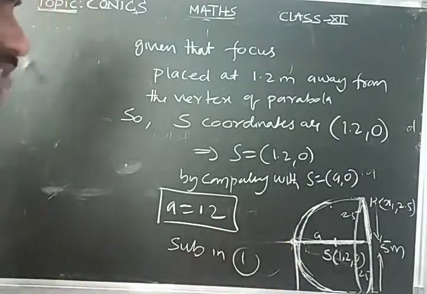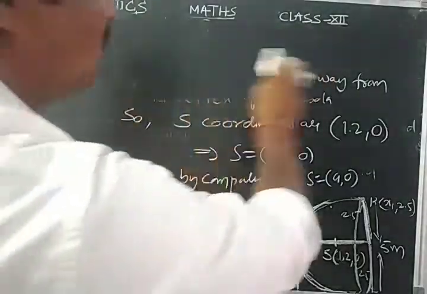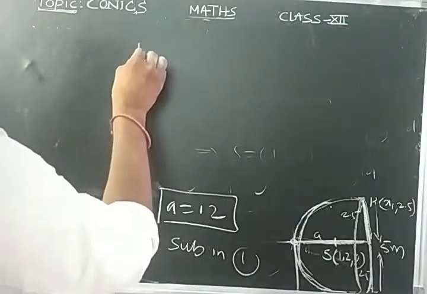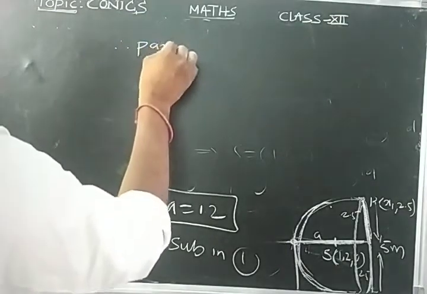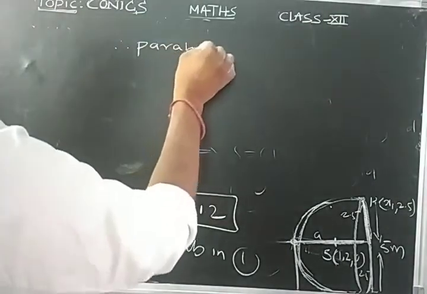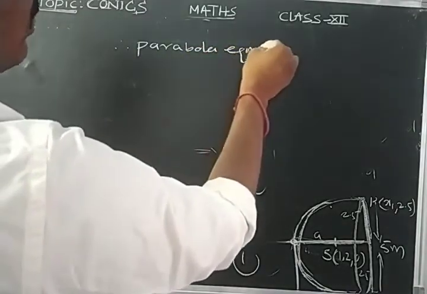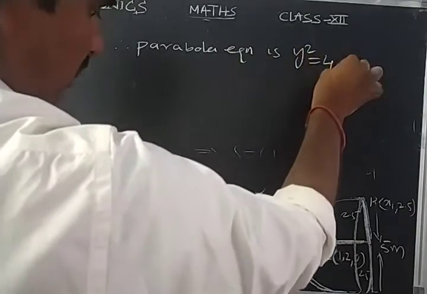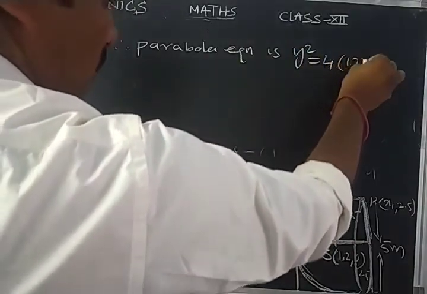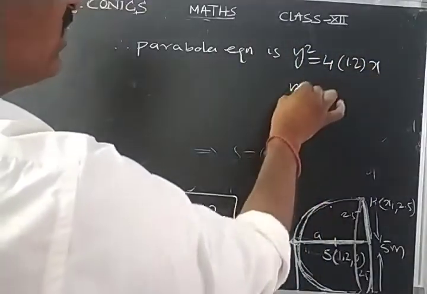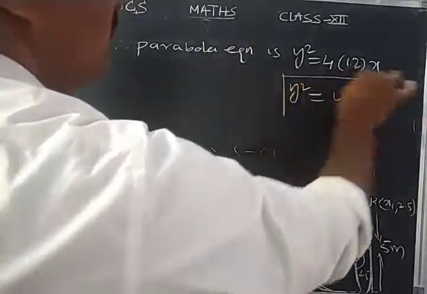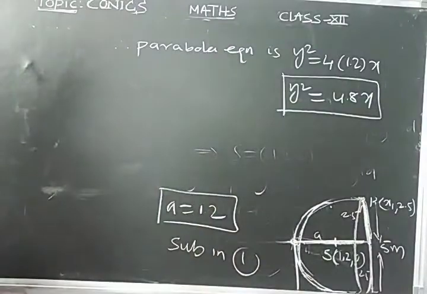What is equation 1? y square equals 4ax. I am going to substitute the a value in that equation. Therefore, the parabola equation is y square equals 4 into 1.2 into x. So y square equals 4.8x. This is the required equation of the parabola. This is problem A.